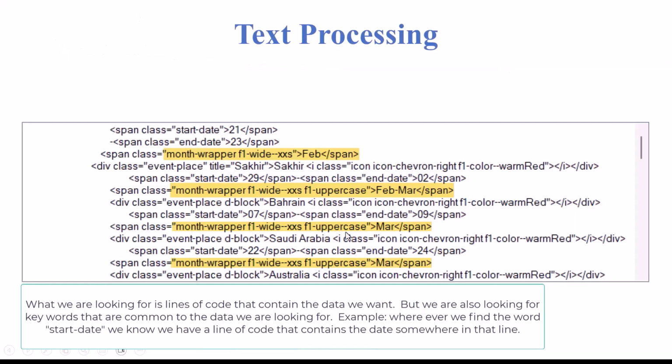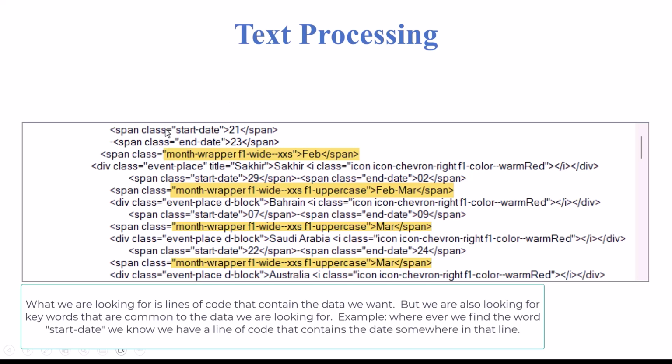Let's go a little further. We start looking at these people right here. We took another picture of our program, and we had both month wrapper, F1-wide, XXX, and Feb. Month wrapper wide, here's Feb, March. Here's March. Here's March again. In fact, you can see here's Secure, Bahrain, Saudi Arabia, Australia. So it's telling us the months these things are going to be in. So this tells us we can use the month wrapper to find the line that has the month in it. So by checking for this, we might be able to get something out of this. Okay, that's cool to know.